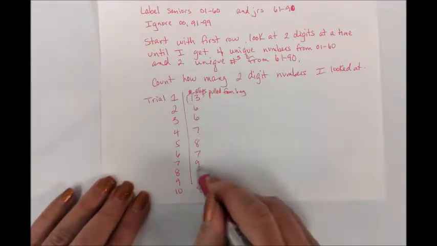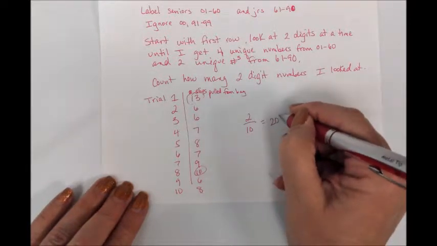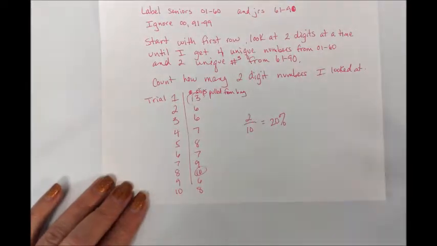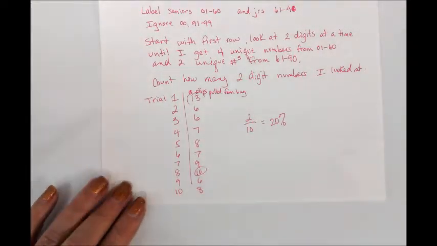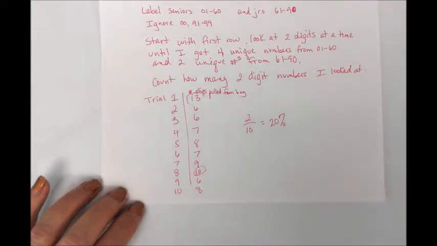10 or more occurred 2 out of my 10 trials, so that would represent, what's the probability? 20% that I would draw 10 or more names to get my sample of 6, 4 seniors and 2 juniors. So that kind of wraps up 5.1.